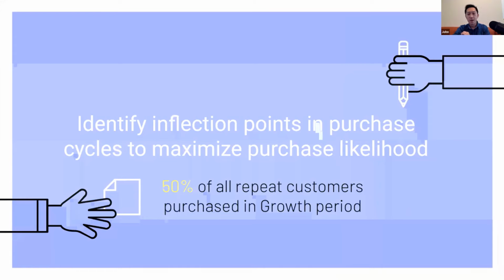All right. Again, if you don't take anything away from this, it's that 50% of all repeat customers tend to purchase in the growth period. Depending on the cycle, sometimes we see 3 weeks, sometimes we see 5 weeks, but usually it's a lot less than what people actually think.